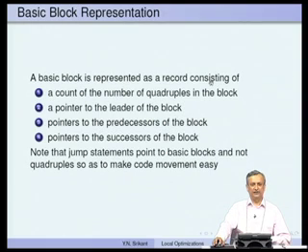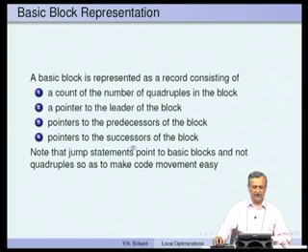How do we represent basic blocks? A basic block is represented as a record, and what does the record consist of? A count of the number of quadruples in the block, a pointer to the leader of the block, these are essential, right, pointers to the predecessors of the block. This is the representation for the graph structure, and pointers to the successors of the block. Again this is a representation for the graph structure of the control flow graph.